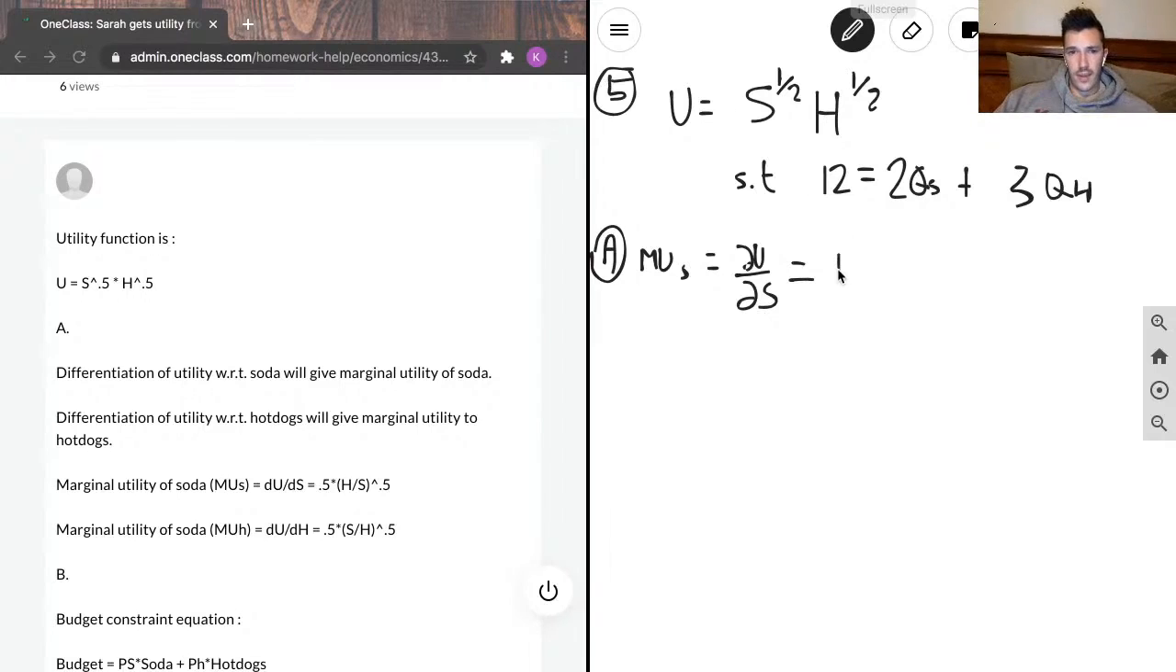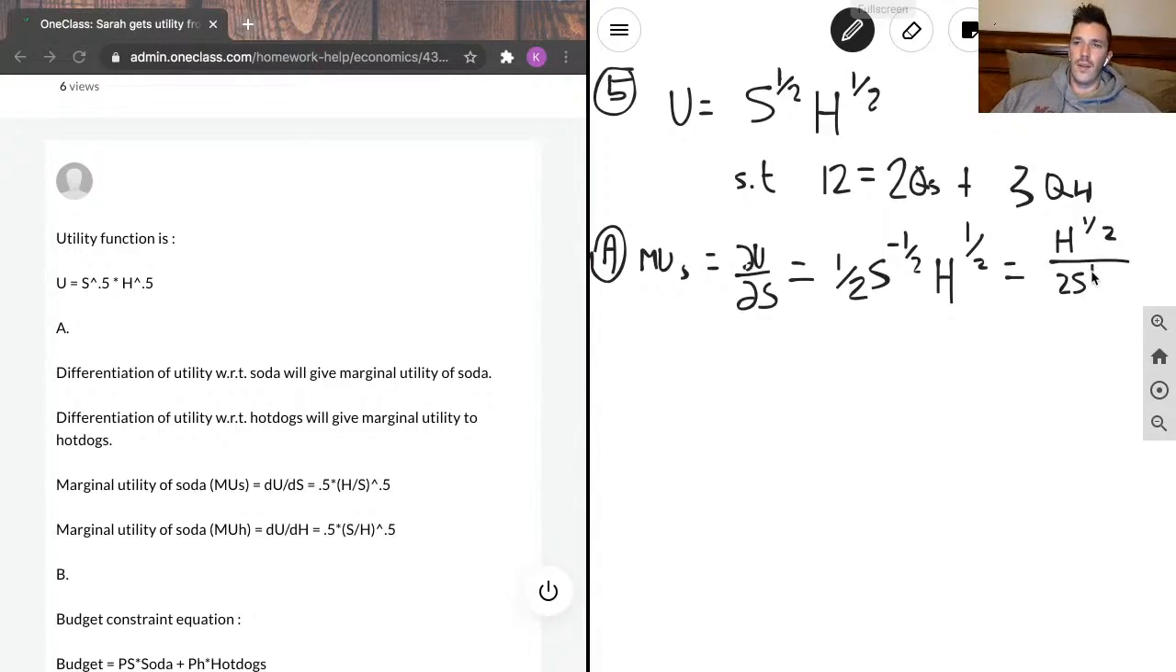So we're going to get 1/2 S to the negative 1/2 times H to the 1/2. That's going to equal H to the 1/2 over 2S to the 1/2. Unless my math skills have left me, which they might have.